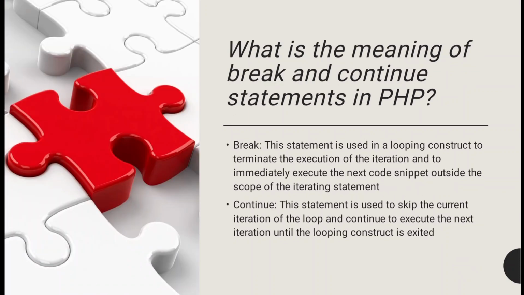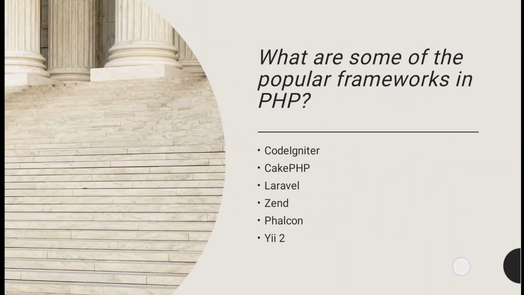What is the meaning of break and continue statements in PHP? Break: this statement is used in a loop construct to terminate the execution of the iteration and to immediately execute the next code snippet outside the scope of the iterating statement. Continue: this statement is used to skip the current iteration of the loop and continue to execute the next iteration until the loop construct is exited.